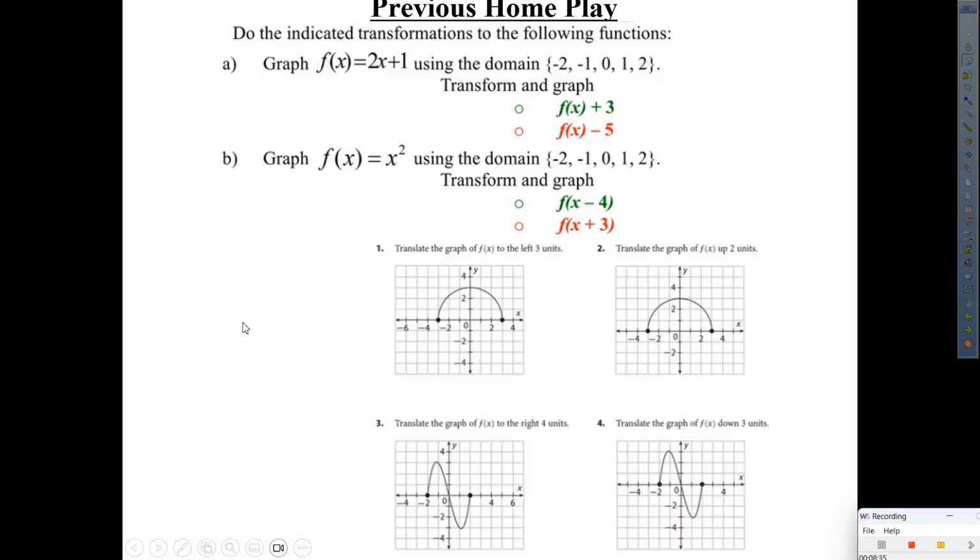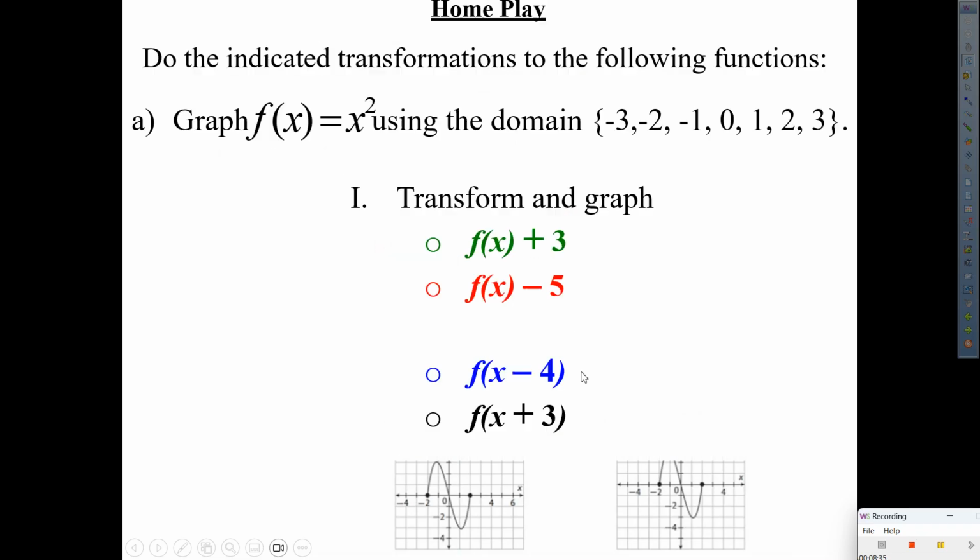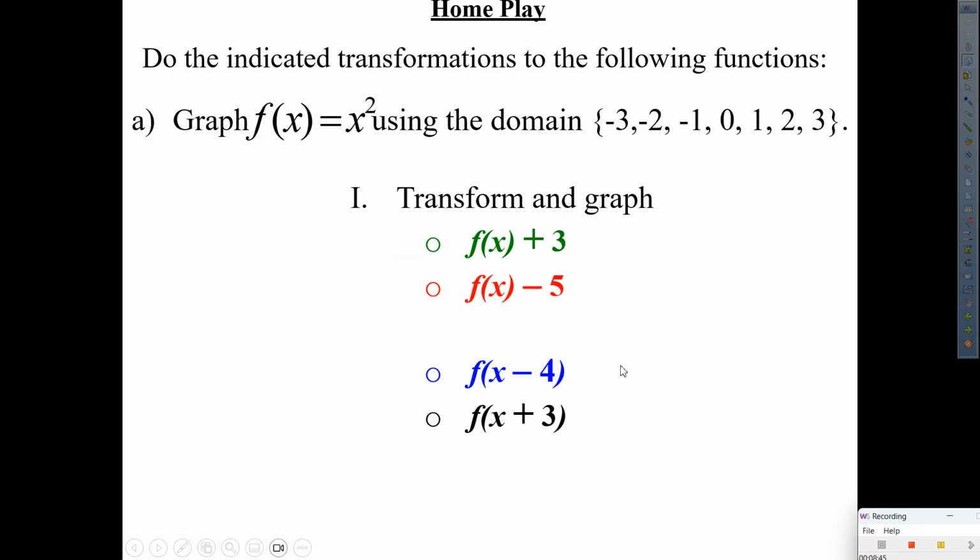All right, last night's looked like this. It was only 6 itty-bitty problems, yes? Piece of cake. All right. Tonight's looks like this. Oh yeah, we're getting there.